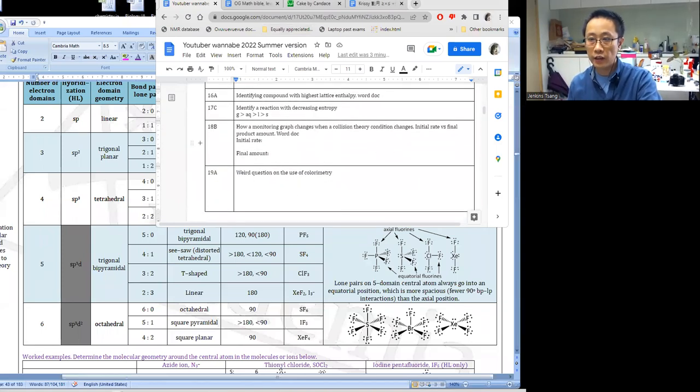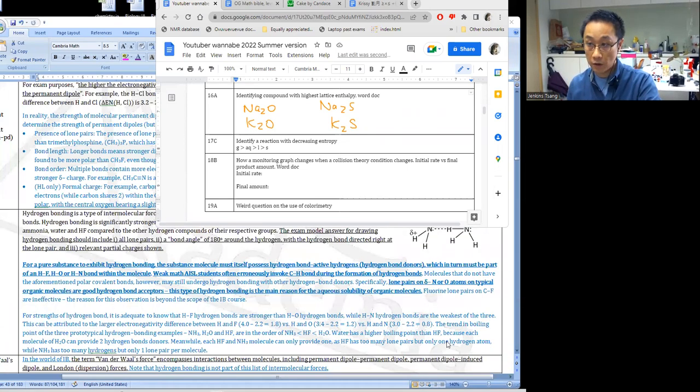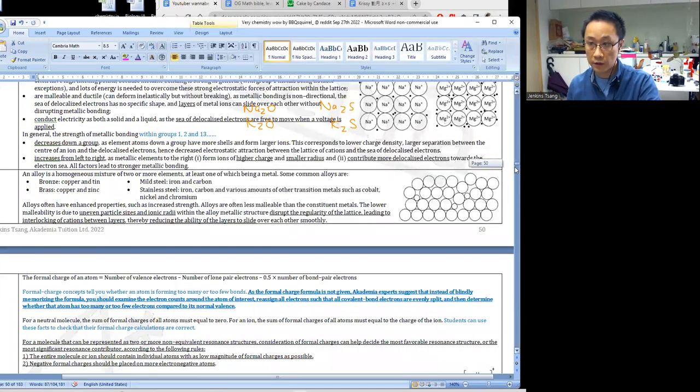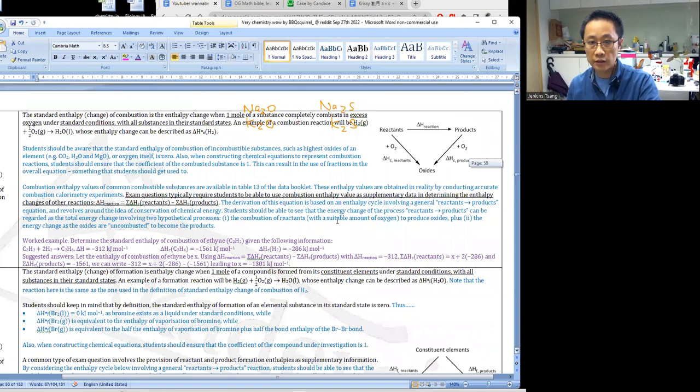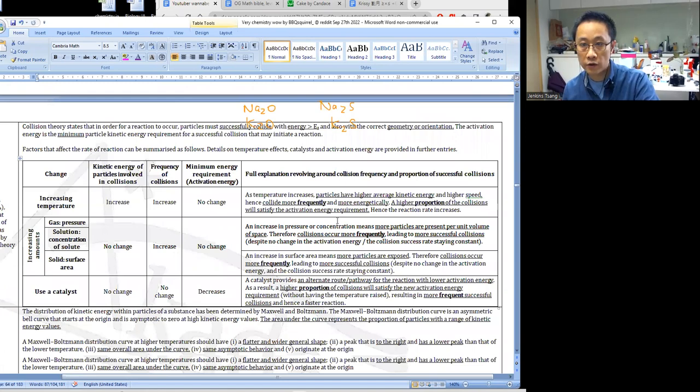Question 16 now: identify a compound with the highest lattice enthalpy. The four choices are as follows: sodium oxide, which is the correct answer, by the way, potassium oxide, sodium sulfide, and potassium sulfide. So here you have to choose between the cation, sodium versus potassium, and then the negative ion, oxide versus sulfide. It should be super straightforward. The method for determining which ionic compound has a stronger lattice enthalpy would be simply size and charge.